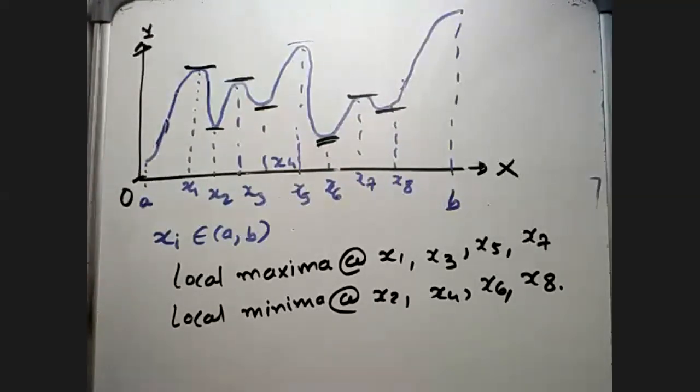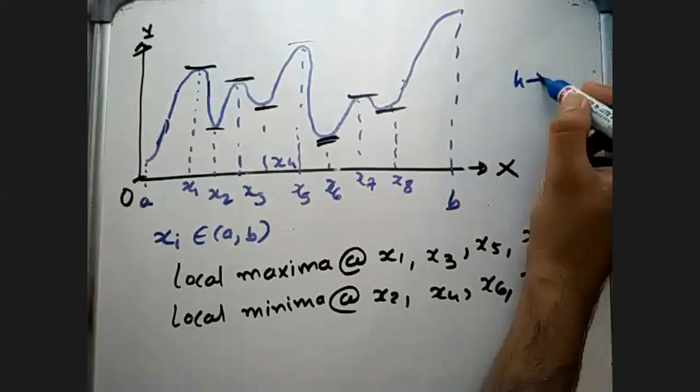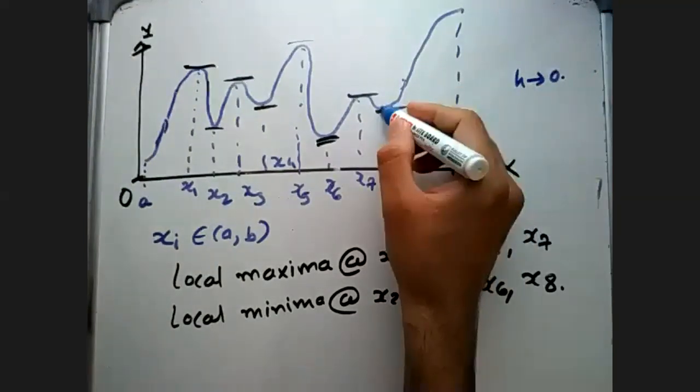Range of neighborhood is not defined. It is h tends to 0. Limit h tends to 0. So just small neighborhood.